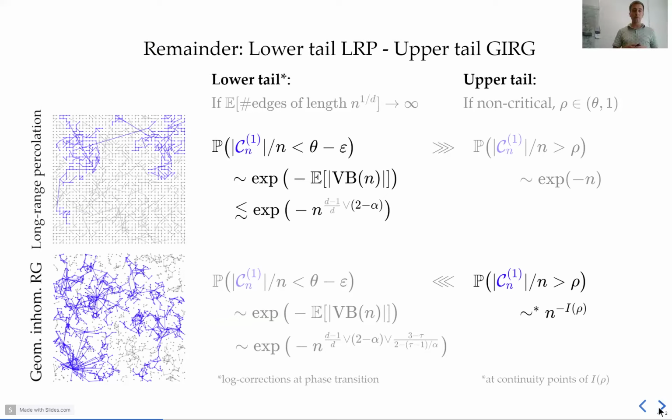So this is my plan for the remainder of the talk. First I want to say something about the lower tail of large deviations. Why is the exponent 2 minus alpha popping up there for long-range percolation? And after that, I'll say something about the upper tail for GIRG.